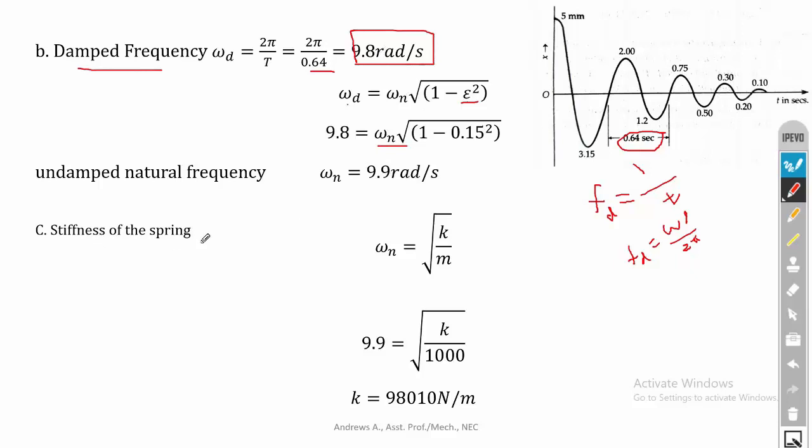Then the next one is the stiffness of the spring. In the previous step we calculated omega n, that is the natural frequency, and we know that omega n is equal to root of k by m. The value of mass is given, we can substitute that, and we can substitute the value of omega n. So k is the only unknown value. If you solve this equation, finally you will get k is equal to 98,010 Newton per meter.